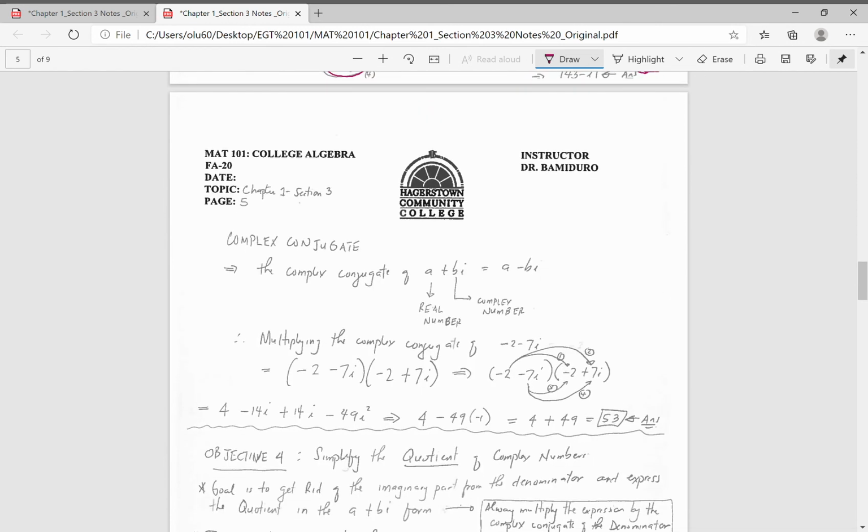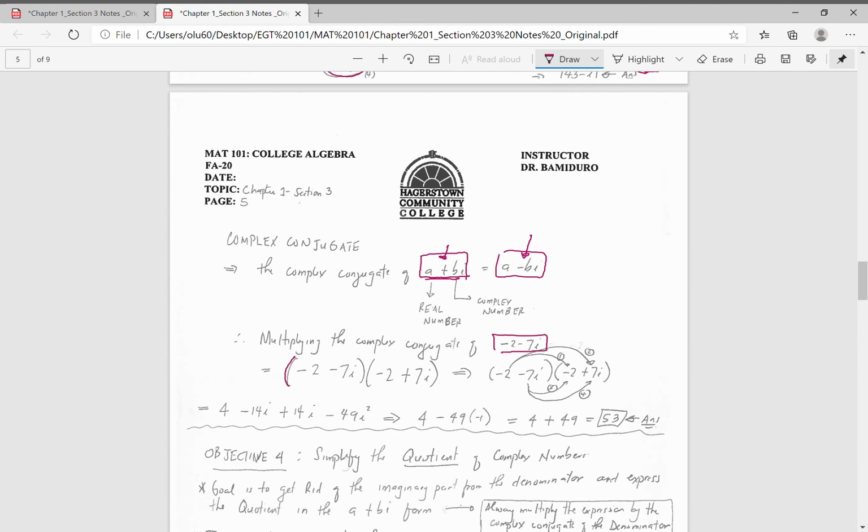So in a complex conjugate situation, if they're giving you an expression and they want you to multiply this expression by its conjugate, the conjugate is nothing more than, instead of having a plus sign here, you're going to have a negative sign here. So that's what the complex conjugate means. In this case, multiply by the complex conjugate of -2 minus 7i.